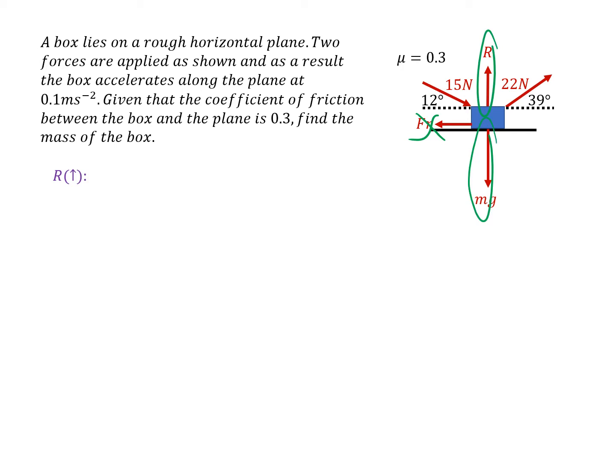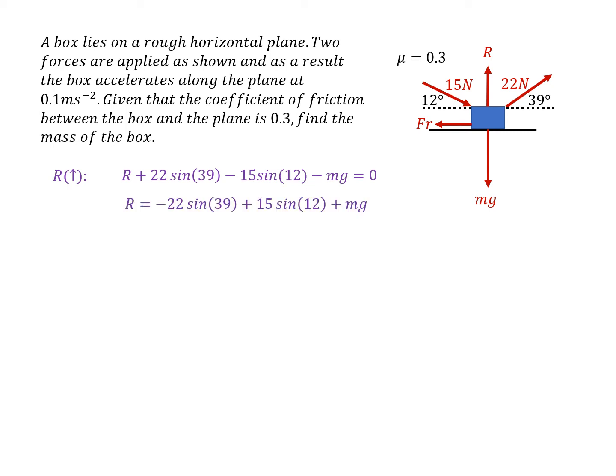perpendicular to the plane. We've got the component of the 22 Newton force, which is 22 sin 39, and the component of the 15 Newton force, which is 15 sin 12. So taking account of their respective directions, we get R, which is upwards, 22 sin 39, which is upwards, and then the 15 sin 12 and the mg are both downwards, so they've got negative signs here. So that gives us an expression for the normal reaction.